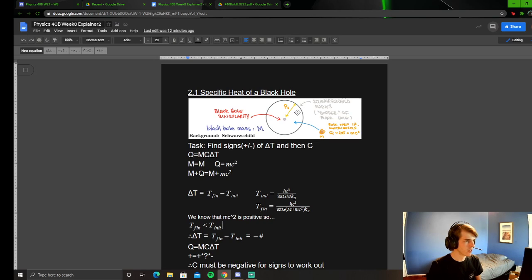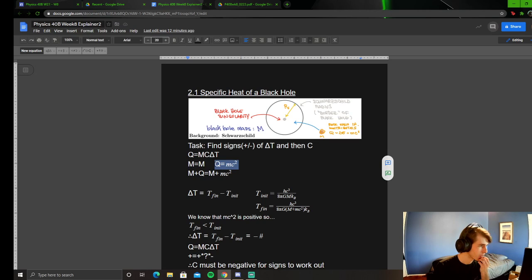The black hole has mass m, its radius is rs, and we're assuming that we throw some mass into the black hole, and we want to see how the temperature of the black hole changes, to find its specific heat and change in temperature. So we'll start with Q equals mcΔT, an equation we should know, and then obviously we know that the mass of the black hole is equal to the mass of the black hole. That makes sense.